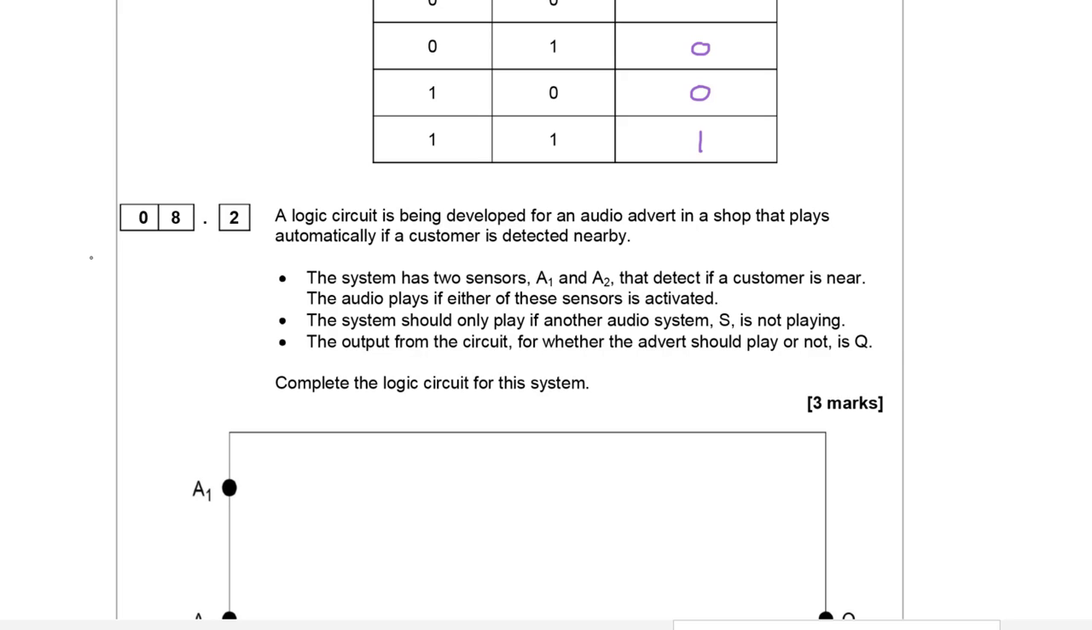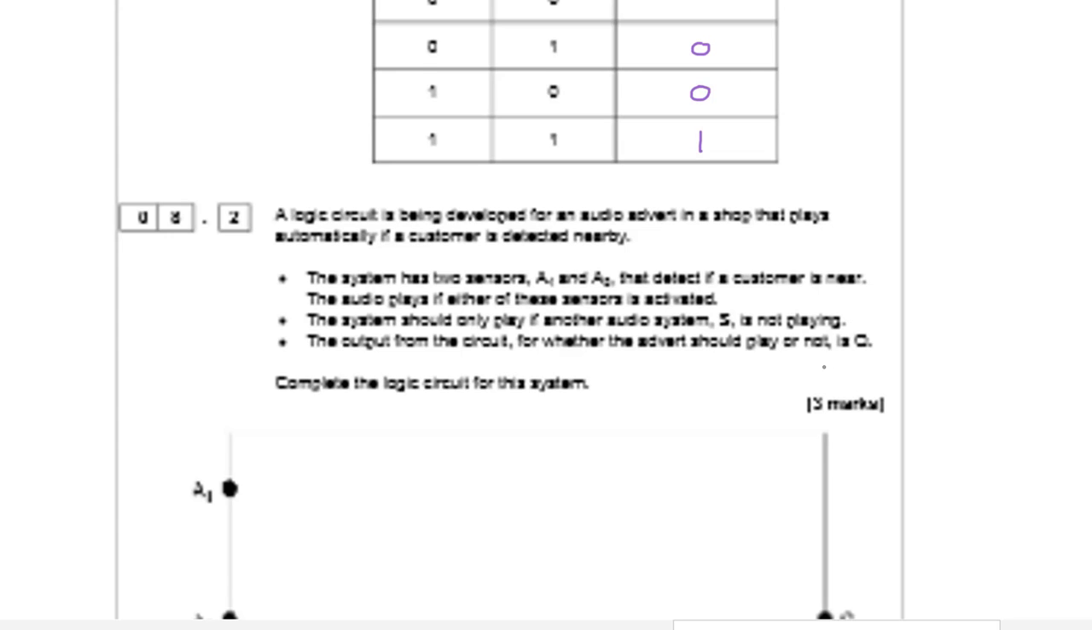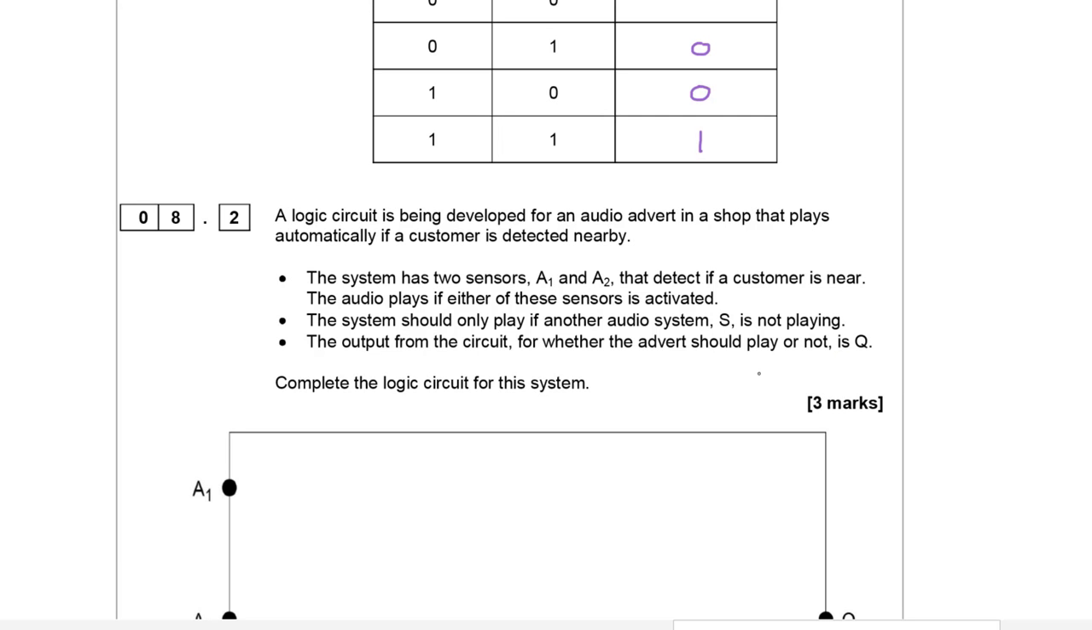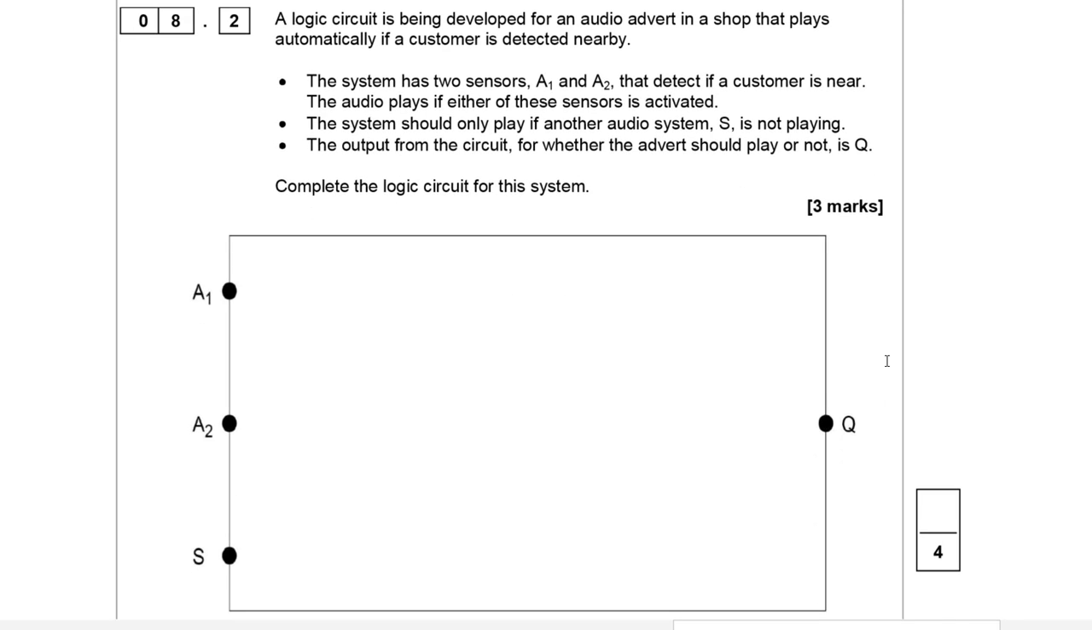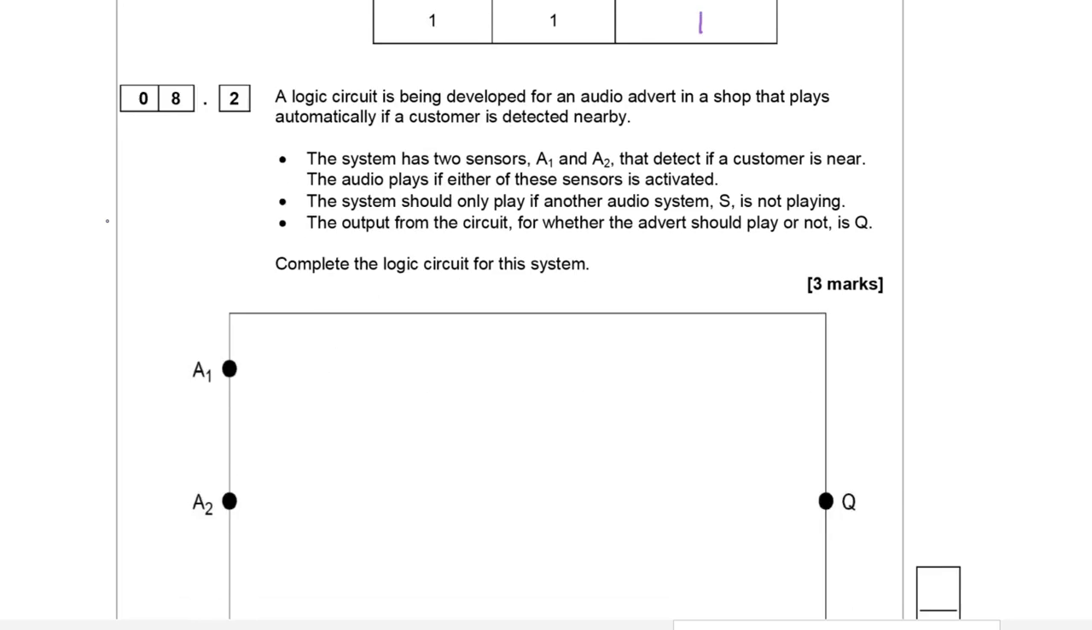Next, we're told that a logic circuit is being developed for an audio advert in a shop which plays automatically if a customer is detected nearby. So it's got 2 sensors, A1 and A2, which detect if a customer is near, and it plays if either of these sensors are activated. So it should only play if another audio system S is not playing, and the output is Q. The output Q is either going to play or not play, so it's either true or false. So I need to complete this logic circuit for the system.